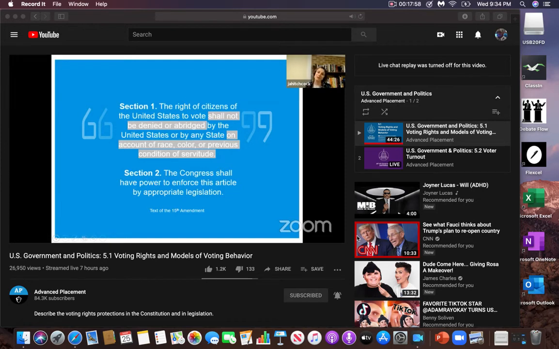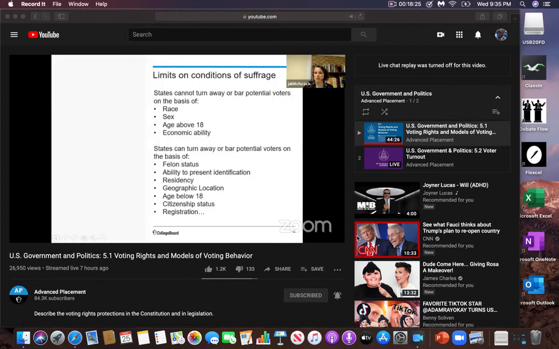So this creates an exception. We can say that a state cannot say that Blacks or Hispanics, I'm getting ahead of myself. Hispanics is not included because that's a nationality, and we're going to talk more about that next class. But Blacks or Asians, those are races. That's not a condition on which suffrage can be allowed or barred. So that is it. Anything else that's outside of that is permissible.